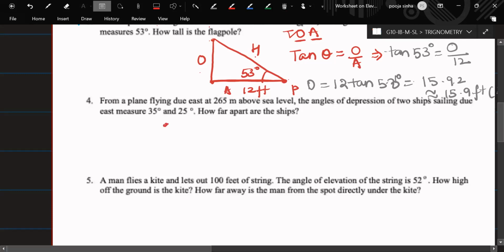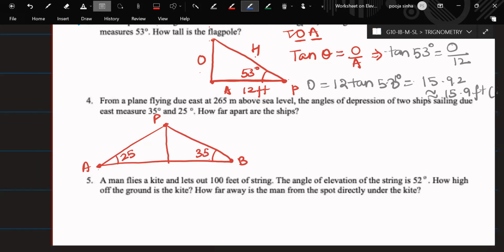So there is a plane above here. There is this boat, another boat is on this side. Boat A and boat B, and this is your plane. I'll just make two triangles now. On one side, it is 25 degrees. So here we're trying to find the hypotenuse, right? How far apart are the ships? Am I not supposed to find out A to O and O to B? That's the distance between ships. Yes, A to O from the first triangle and O to B from the second triangle, and then you add them up.